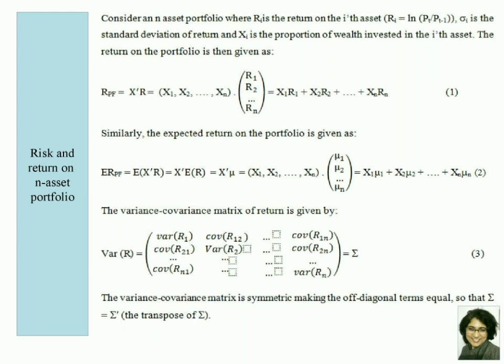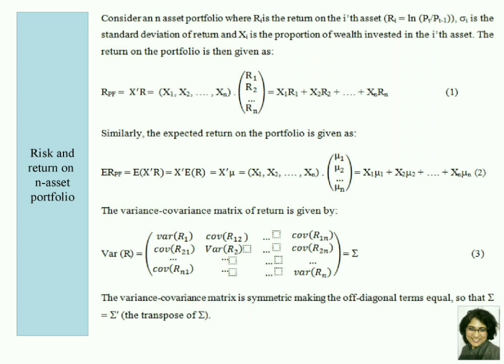Sigma i is the standard deviation of return, and capital Xi is the proportion of wealth invested in the ith asset. So if we assume that the total wealth of an individual is W and small xi is the amount of wealth put in the ith asset, then capital Xi will be small xi by W.